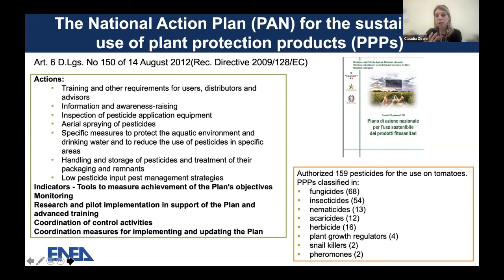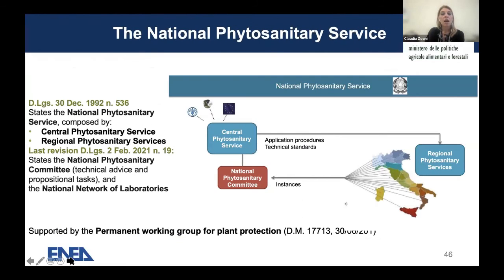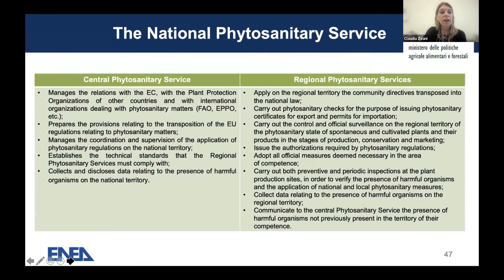Specifically for tomatoes, we have authorized 159 pesticides classified as it is reported here. Here is how it is organized at national level: the National Phytosanitary Service under the control of the Ministry of Agriculture, with regional phytosanitary services and a committee which provides advice, and finally the National Network of Laboratories. So it's just how everything is implemented at national level. And here you have summarized the role of the central and of the regional services.